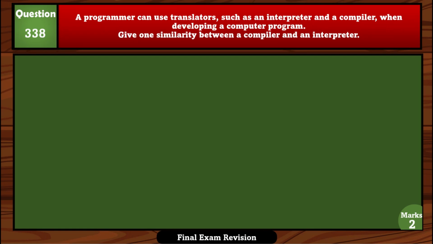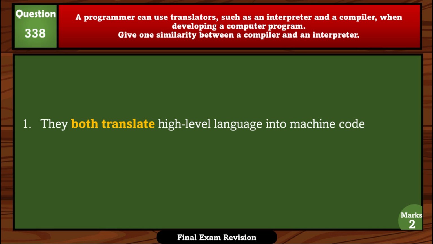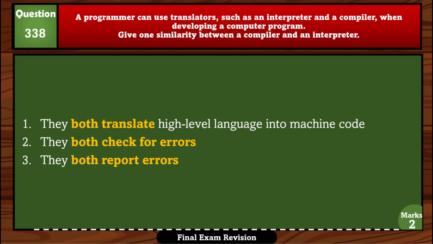Question 338. A programmer can use translators such as interpreters and compilers when developing a computer program. Give one similarity between a compiler and an interpreter. They both translate high-level language into machine code. Number two, they both check for errors. Number three, they both report errors.